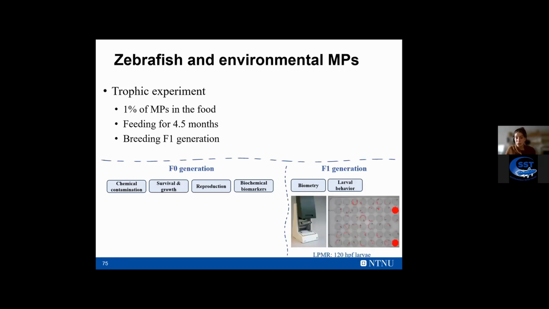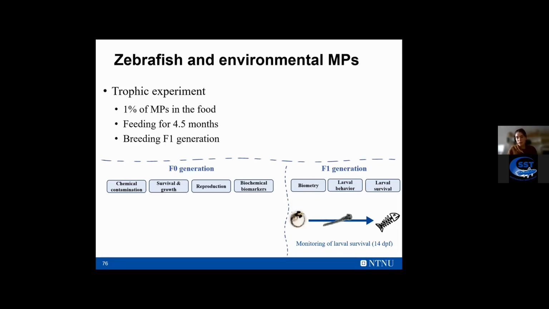Also on the larval behavior, so if they were able to swim normally, because I didn't tell you that, but we are following the behavior of the fish because it's related to the neurotoxicity. So if the fish is exposed to a neurotoxic compound, the fish won't be able to swim normally. And we also measured the larval survival of the fish by monitoring the larval survival.